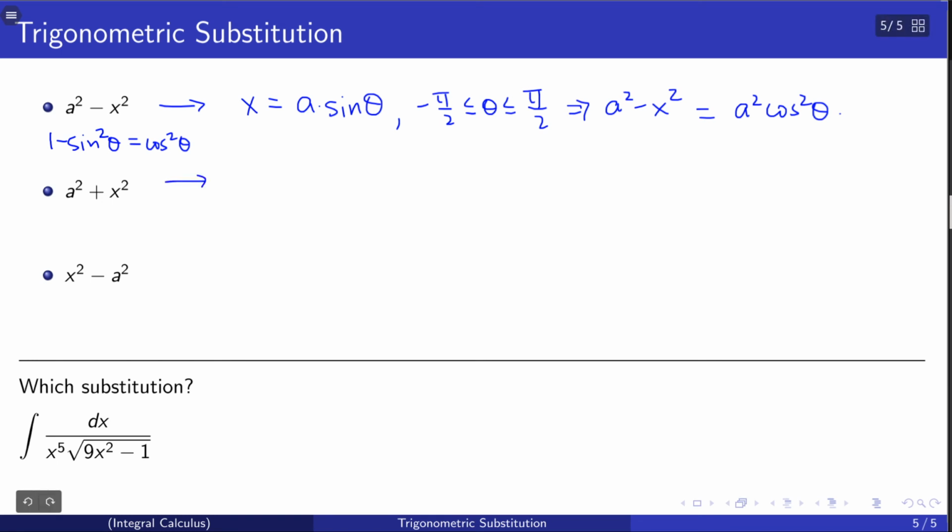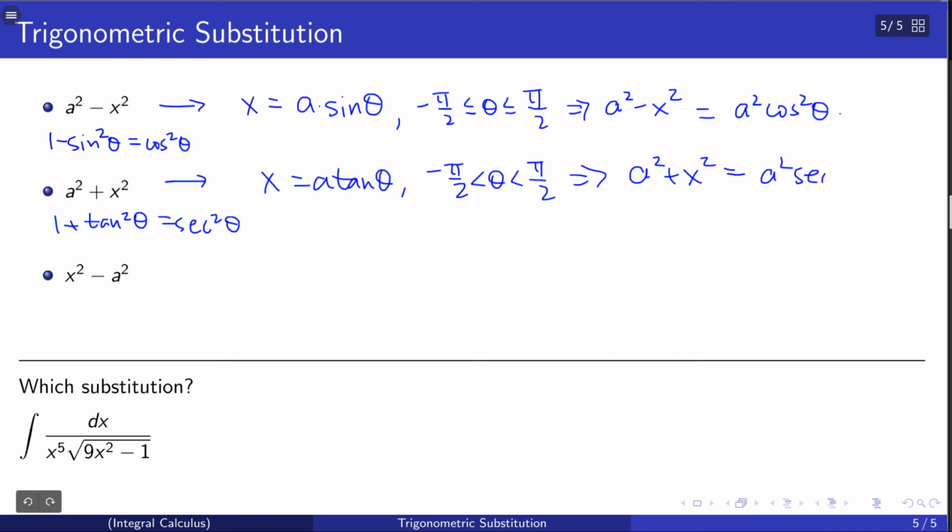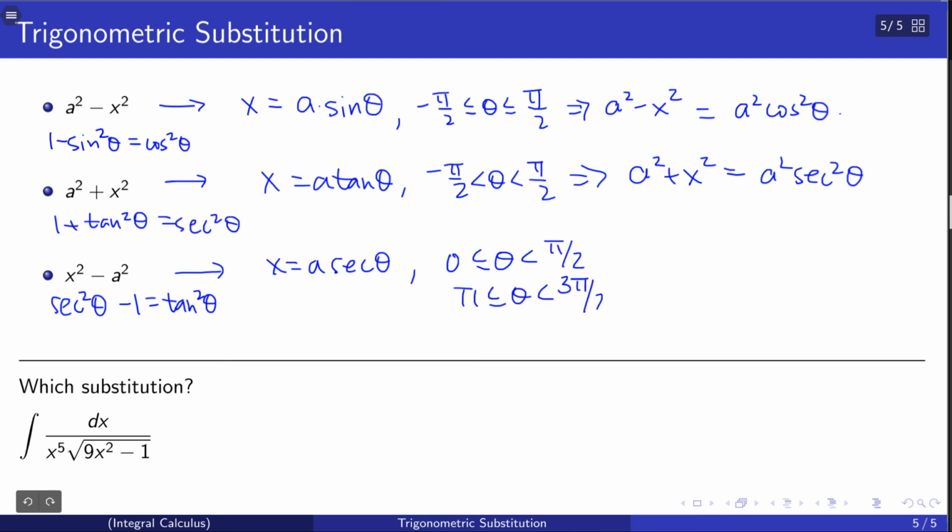A squared plus x squared, if I see something like this, the corresponding trig identity is 1 plus tangent squared equals secant squared. Right, so a is your constant, so I have the 1 on the left, x variable, so I'm making the substitution x equals a tangent theta. And now this is going to give me a squared plus x squared equals a squared secant squared theta. And finally, if it's x squared minus a squared, well, I can actually rewrite this second identity to be secant squared minus 1 equals tangent squared. Right, and now it's x equals a times secant theta. But now your theta is actually going to be restricted to be in the first quadrant or the third quadrant, so that tangent remains positive, and you can get rid of whatever square roots you have without having to deal with absolute values.